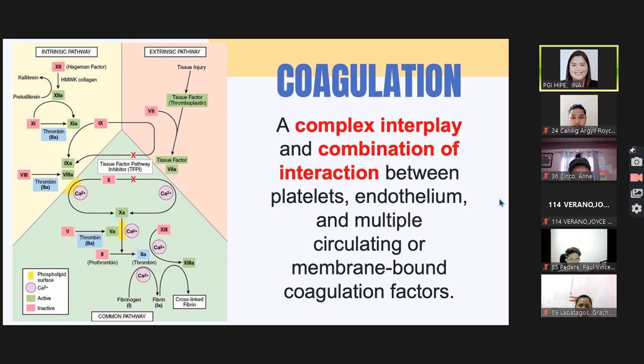In the extrinsic pathway, the tissue factor or TF is released or exposed on the surface of the endothelium, binding to circulating factor 7, facilitating the activation to factor 7A. Each of these pathways continues on to a common sequence that begins with the activation of factor 10 to activated factor 10 in the presence of activated factor 8.